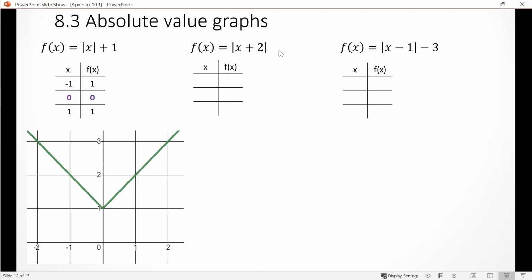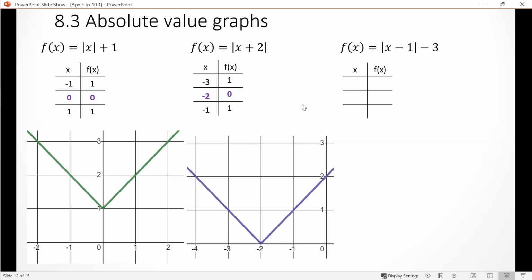For our second function, absolute value of x plus 2, notice that the plus 2 is inside of our absolute value bars, so we now need to take that into account. The smallest value this absolute value can take on is going to be 0, and that's going to happen when x is a negative 2. So we want negative 2 to be included in the points that we plot, and we want to choose points on either side of negative 2. When we plug in those values, we again have reached the bottom of our parabola.